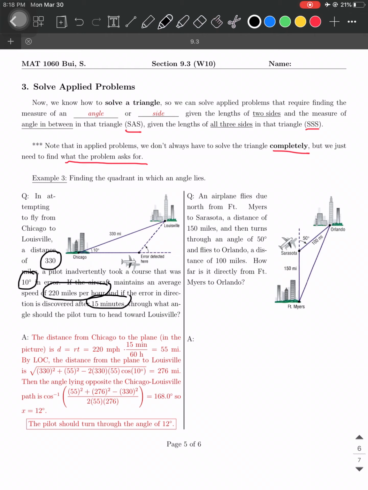We also have a diagram in here, so I'm going to go ahead and label it. The first number in here is 330 miles. It's already labeled for us. The second data is given as 10 degrees in here. The angle that's right there is labeled for us already too. The other two numbers in here are not on the diagram. That means that we have to do something about it, right?